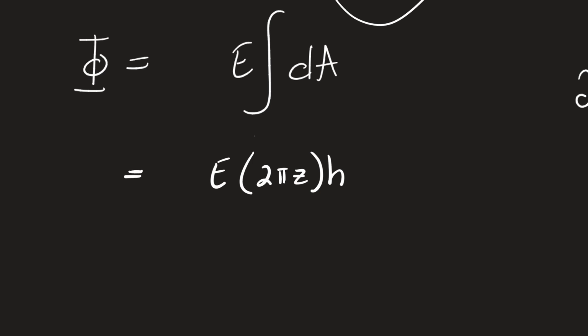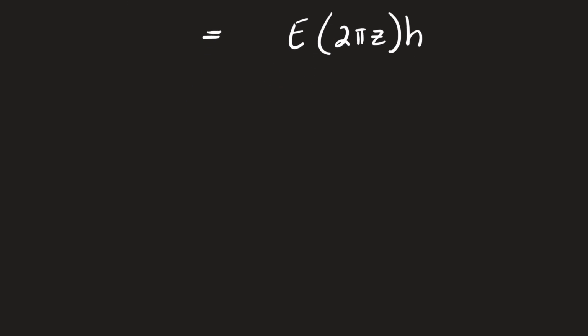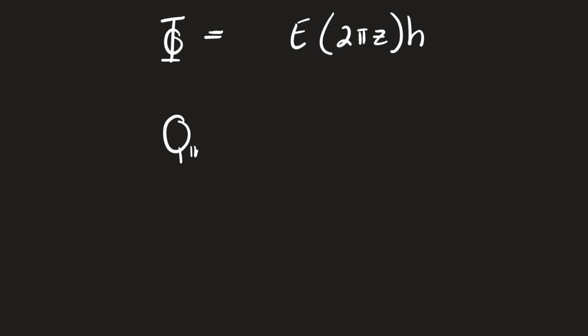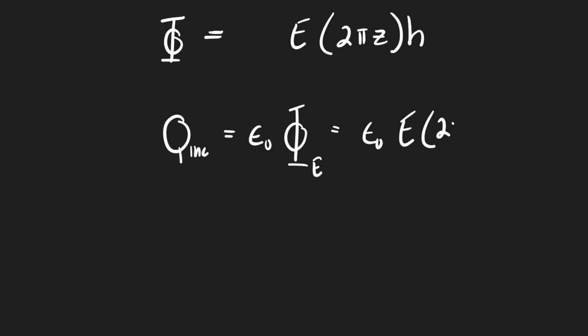We've evaluated the top, bottom, and sides of our cylinder. Now, our next step is to drop this into Gauss's law, which is to go ahead and include what Matthias just brought up, that if this is our total flux, Q enclosed has to equal epsilon naught times the total electric flux, which for us will be E 2 pi times Z times H.